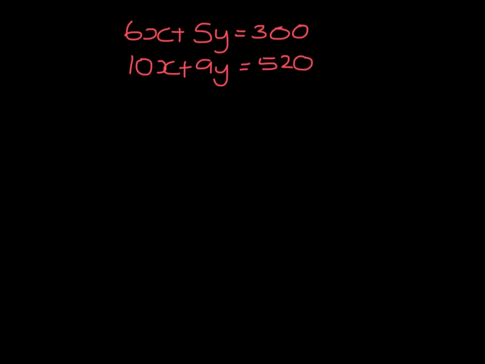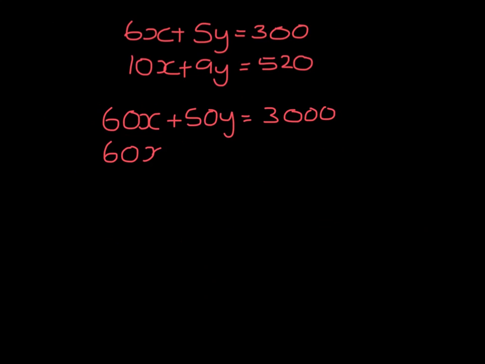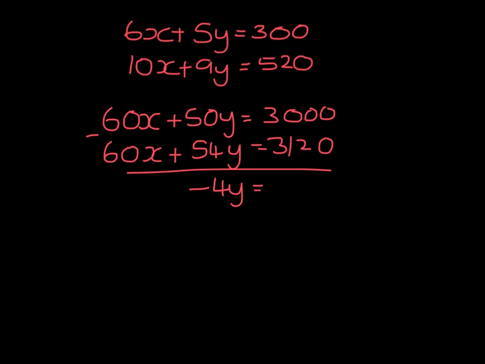I now have 2 equations, 2 unknowns, and I'm going to multiply the first one by 10. So 60x plus 50y has to equal 3,000. I'm going to multiply the second one by 6. 60x, 54y equals 3,120. So subtracting those, minus 4y equals minus 120.